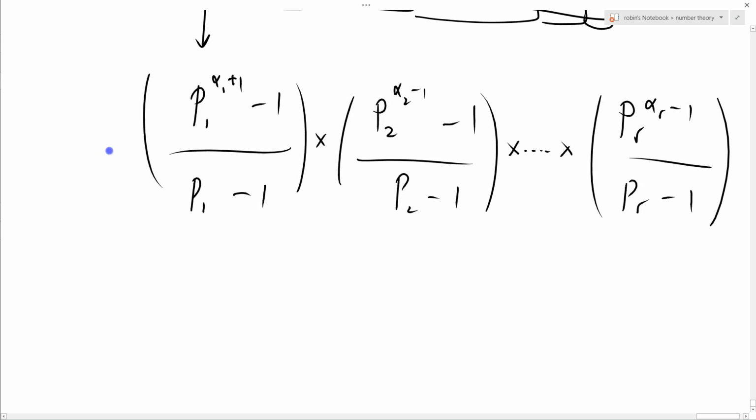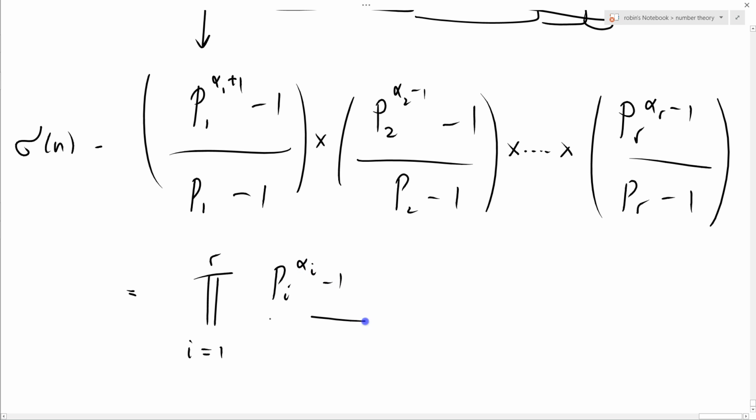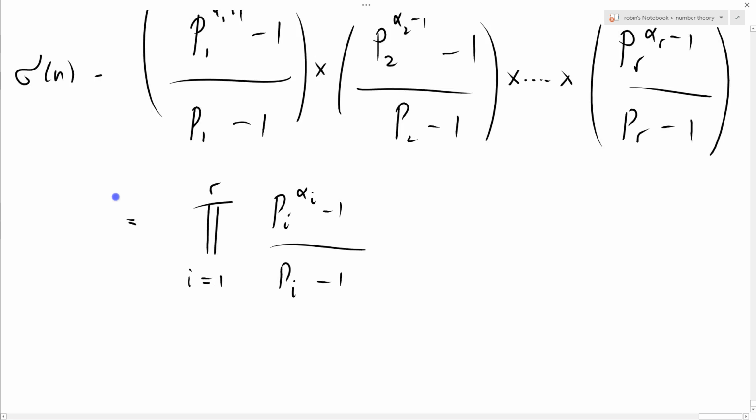Okay, well that's nice, and this is sigma of n, where the prime factorization is the product of pi to the alpha i. It equals the product from i equals 1 to r of (pi to the alpha i plus 1, minus 1) over (pi minus 1). Brilliant. So we can do a nice example here.